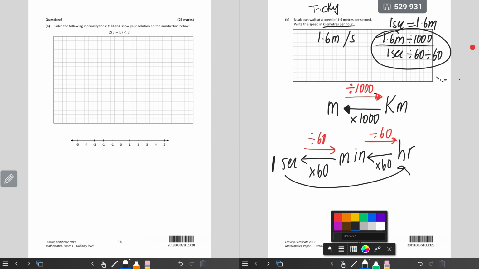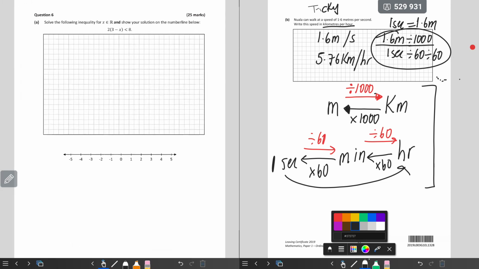I'll throw it in at once there. 5.76? 5.76 kilometers per hour. That is tricky. There's a lot going on. I would spend my time writing this stuff out, taking the few minutes, leave it to the end of the exam, and then have a look at it. This is 2019, as I say, it's a wee bit back.